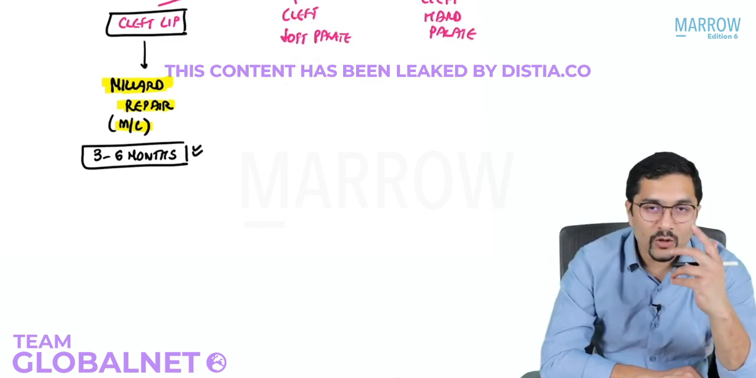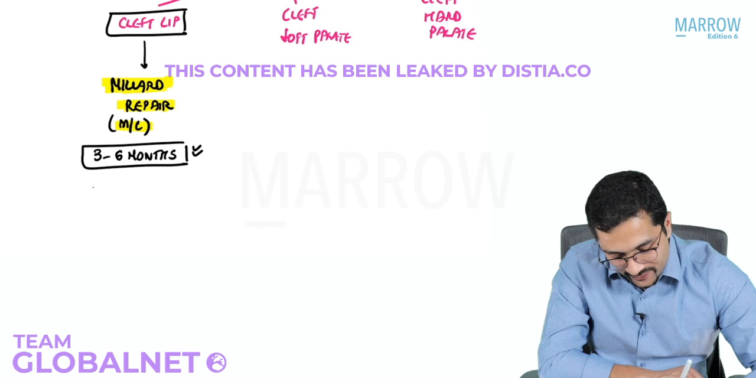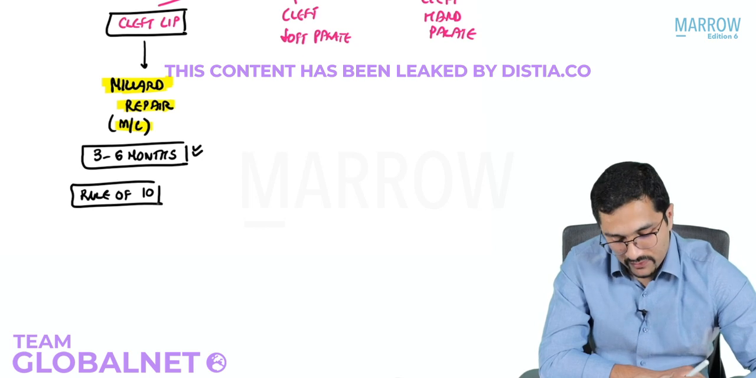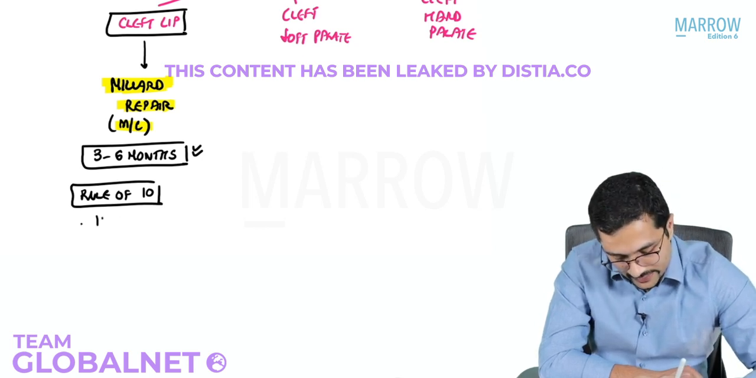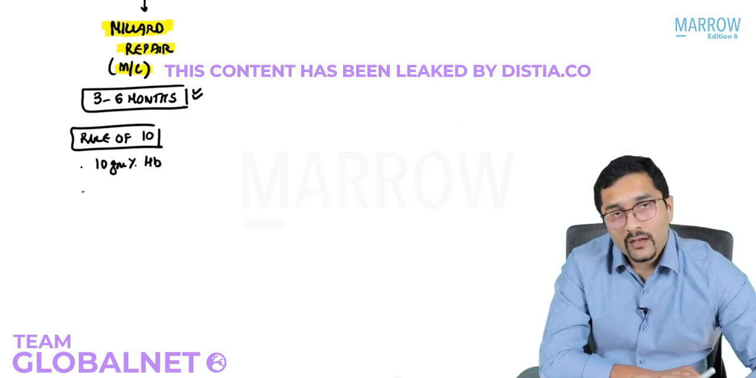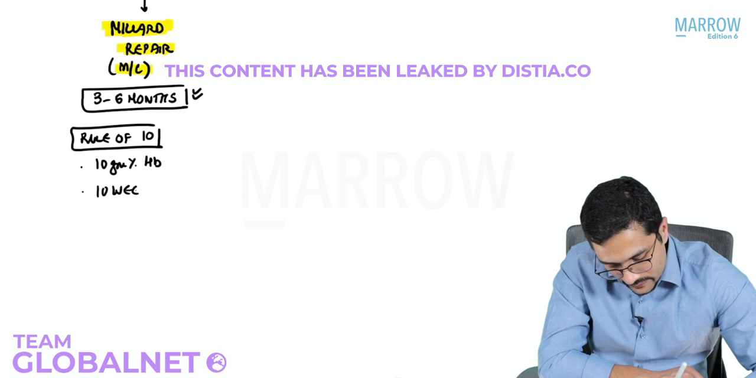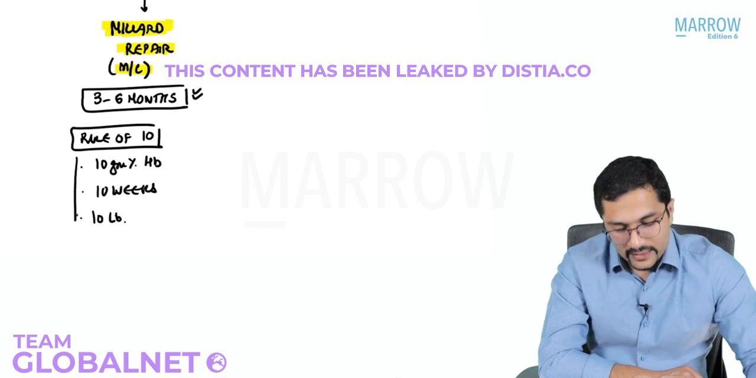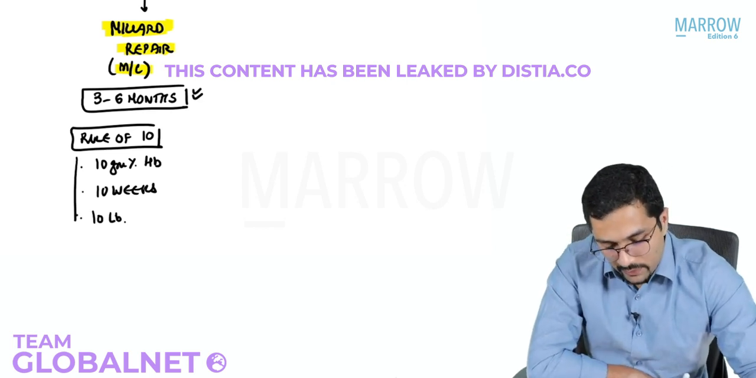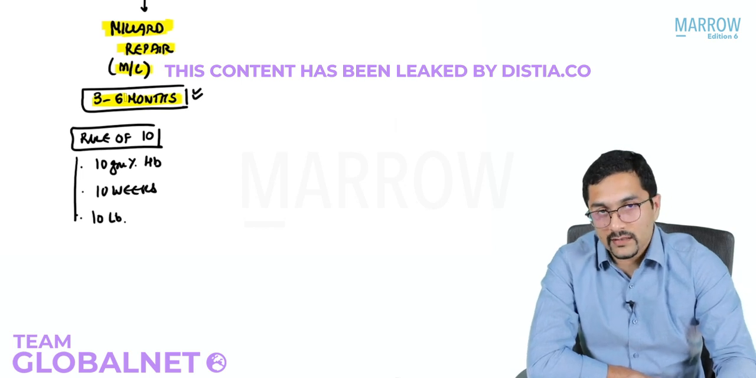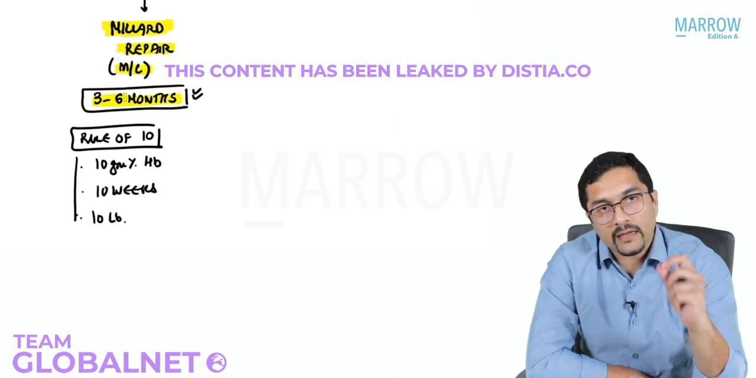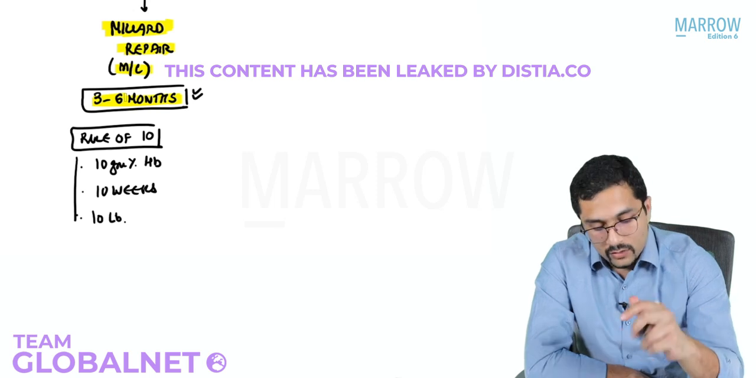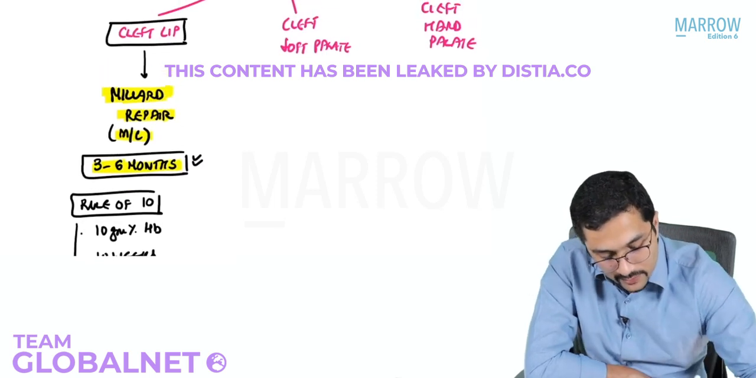In the older books, there was also a rule of 10 which was mentioned. I'm just telling you this. This is not there in the latest Bailey now. It was there in the previous editions: 10 gram percent hemoglobin, 10 weeks of age and 10 pounds weight. That is when the surgery was carried out. But please remember that 3 to 6 months is when we have to carry out the surgery. And you can do both unilateral and bilateral lip repair in the same sitting.